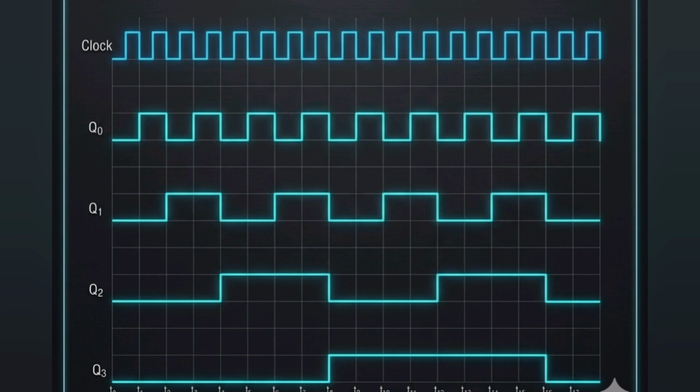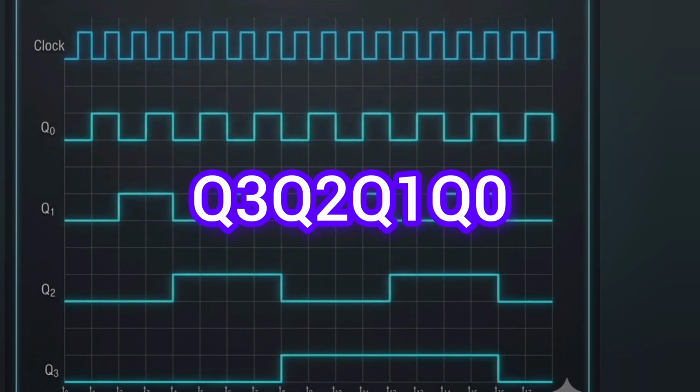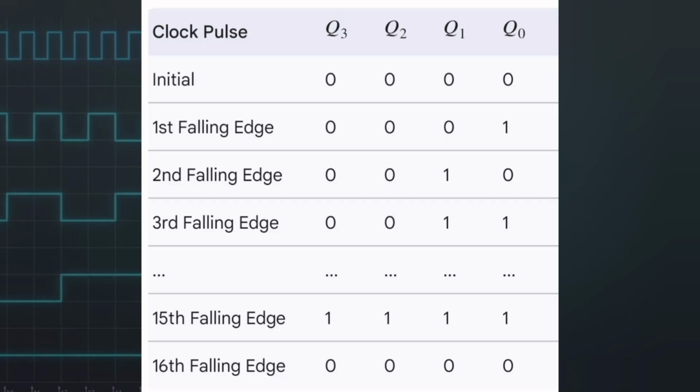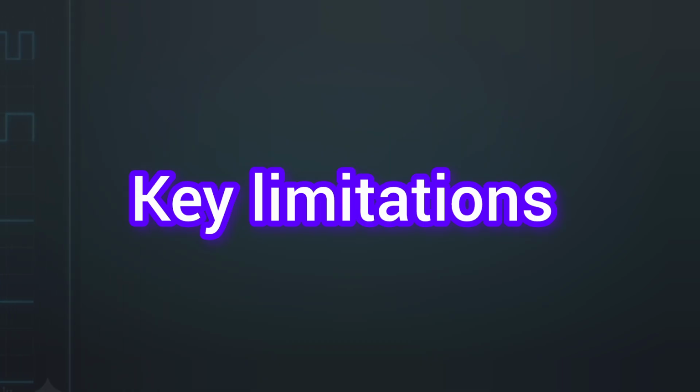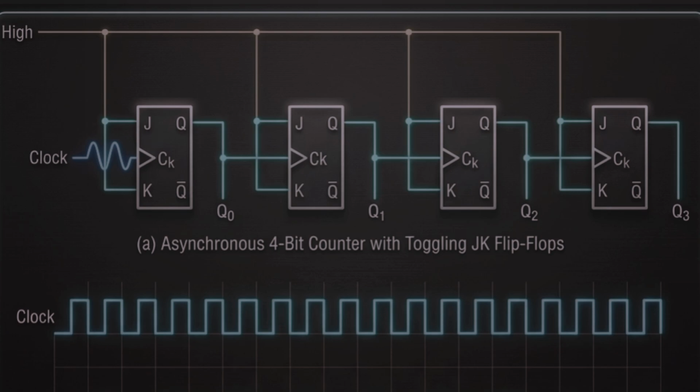Binary counting sequence. If you read the outputs as a 4-bit number Q3, Q2, Q1, Q0, the circuit follows this pattern as shown. Key limitations. The main drawback of this asynchronous design is propagation delay.